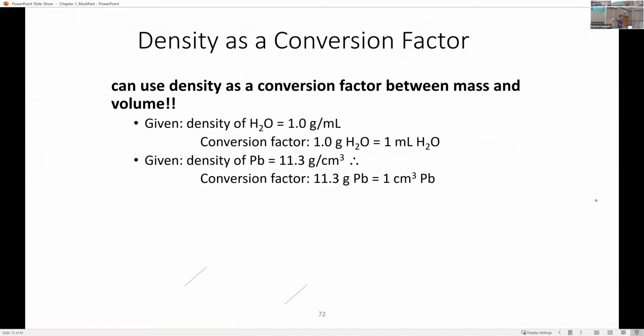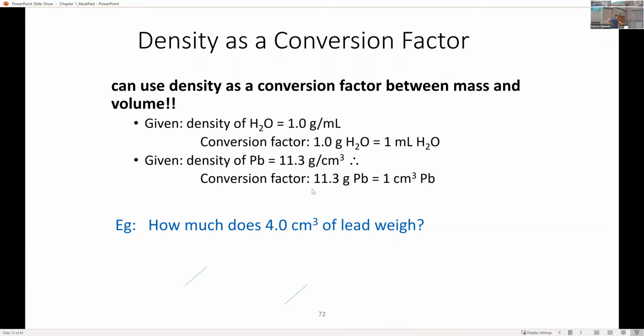cool. All right, so you can also use density as a unit conversion, as a conversion factor. So let's say for lead, we'll skip water. So lead is 11.3 grams per milliliter. So we know that 1 milliliter of lead weighs 11.3 grams, okay? So how much does 4 milliliters weigh? All right, if 1 milliliter weighs this much, you can just multiply it by 4 totally.